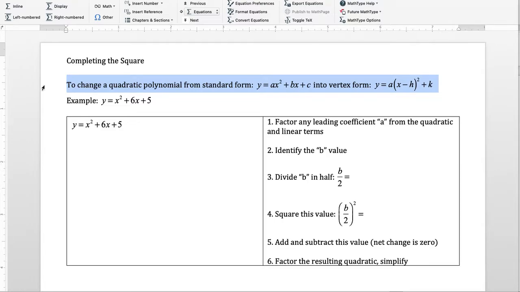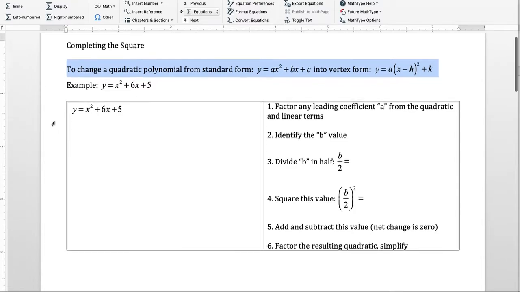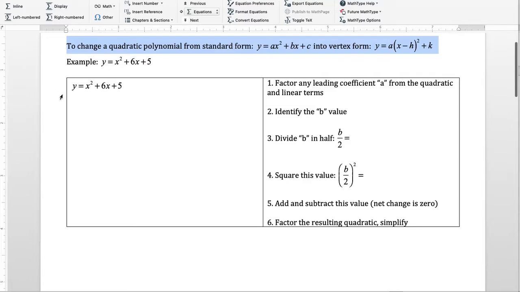So this is number 1 off of the practice that you have for today. I'm going to go through the steps to see how they work. We take our quadratic. We want to first factor out any leading coefficient, the a value, from the quadratic and linear terms. Right now, we do not have that. We just have x squared plus 6x. In the next example, we will have that a value.